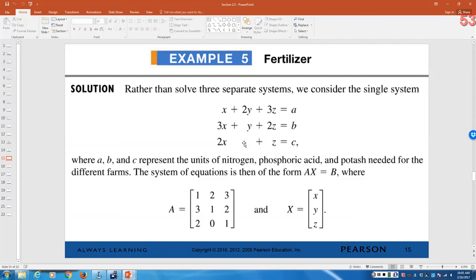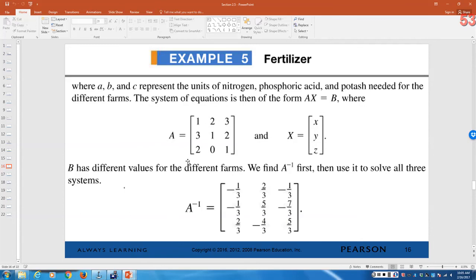So matrix A is the coefficient matrix. Matrix X tells you how much of each brand you want to buy. So if I do AX equals B, then when I do the inverse, it's going to give me the answer that I need for one farm. The problem is, B is going to be different for each one of the farms, so I need to find the matrix inverse one time.